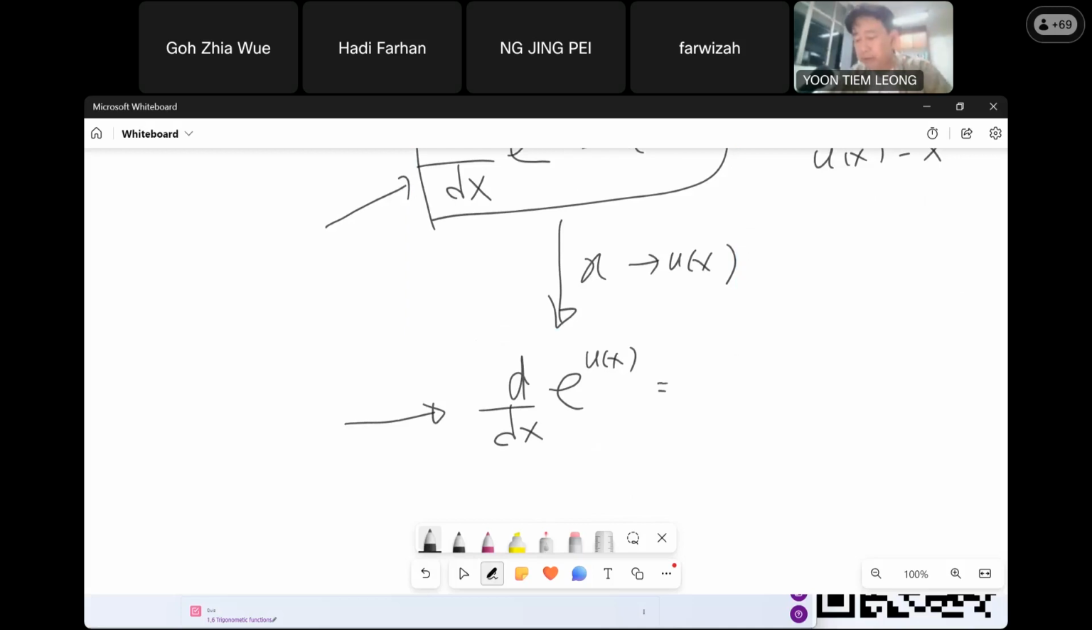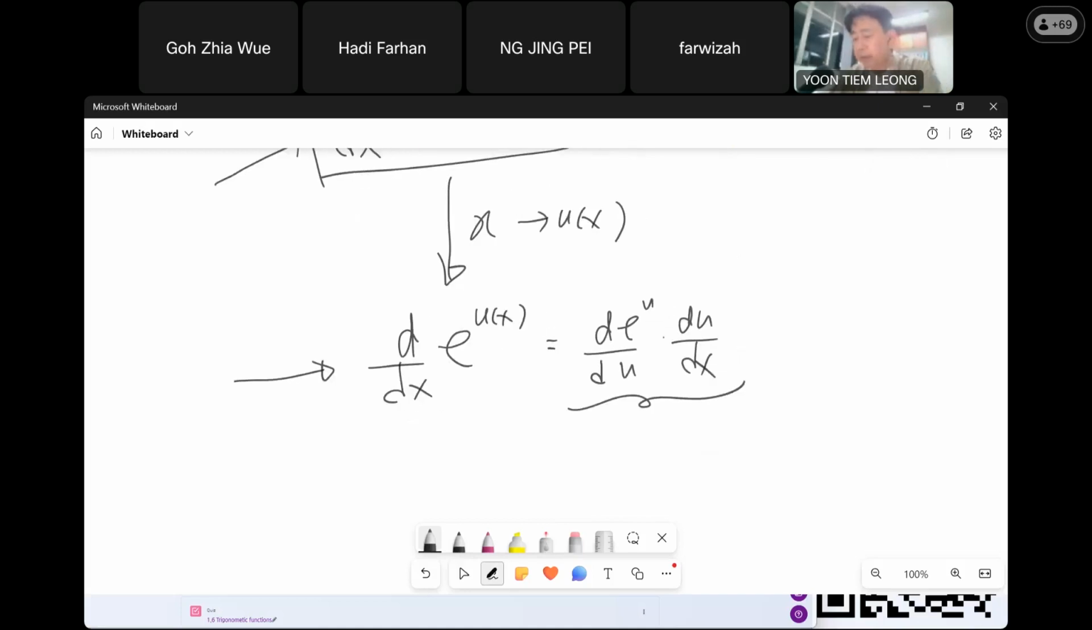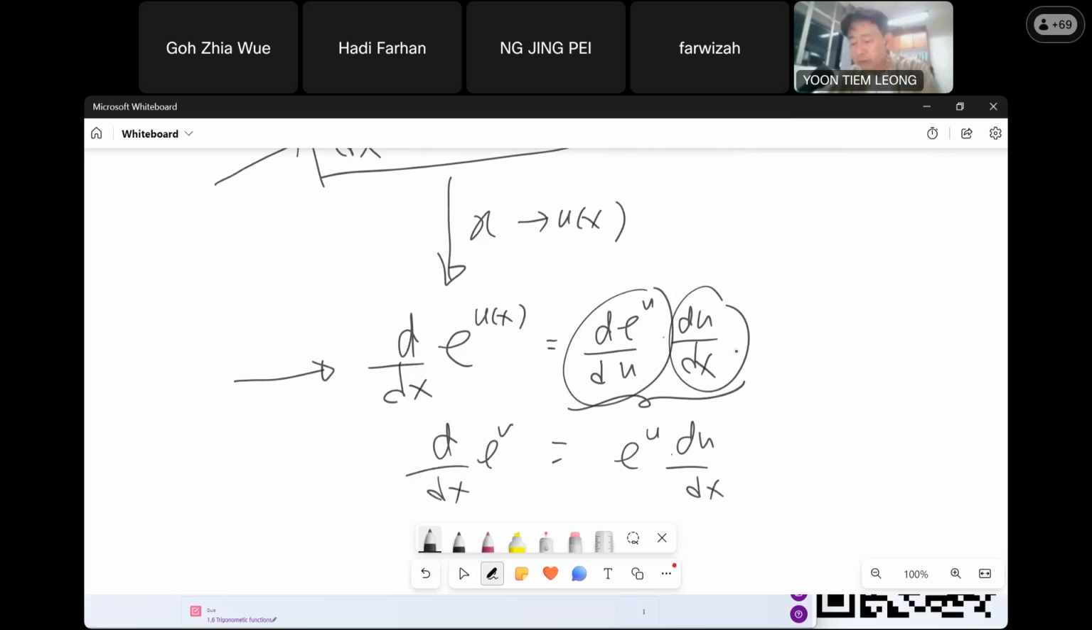This is a general situation for e raised to the power of u. You can answer this question by using the chain rule. If you use the chain rule, then this is equal to e to the power u times du/dx. So this right hand side is just the application of the chain rule, and the derivative of e^u with respect to u is just e^u itself. Then here we have du/dx. This is just the general result when you are differentiating e to the power u.